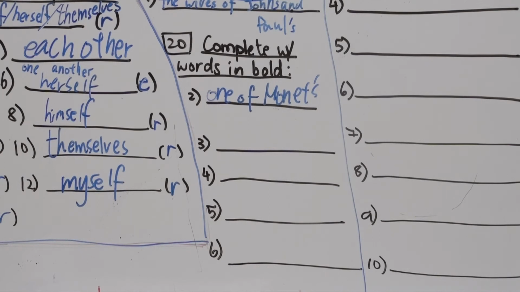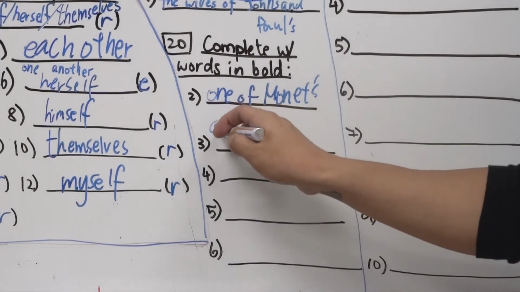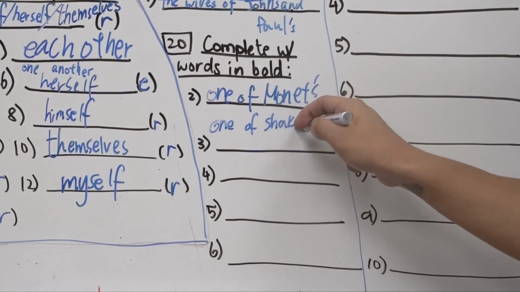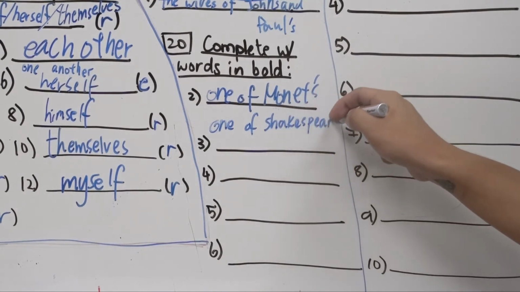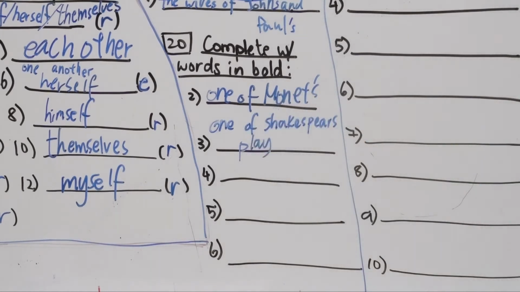Number 3, I saw a play by Shakespeare at the Globe. Okay, so I saw, again, similar, right? One of Shakespeare's plays. All right. Alright, good.